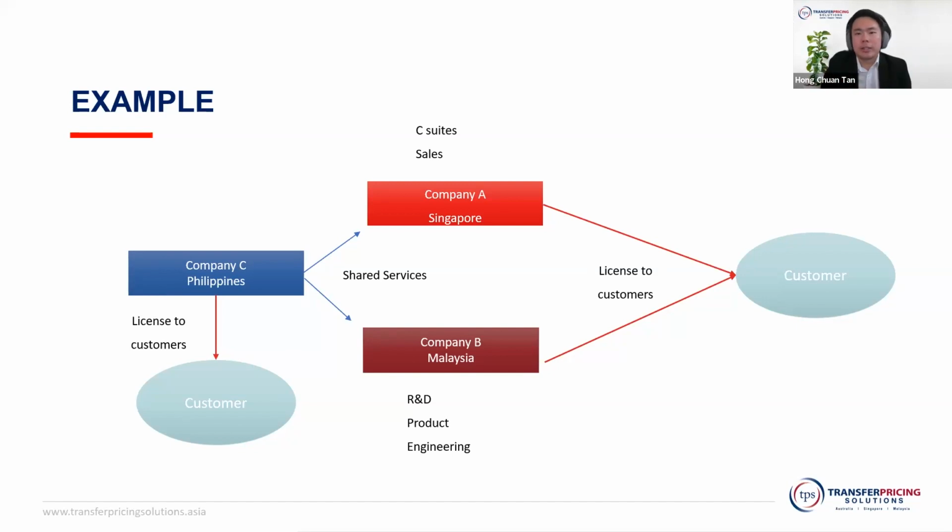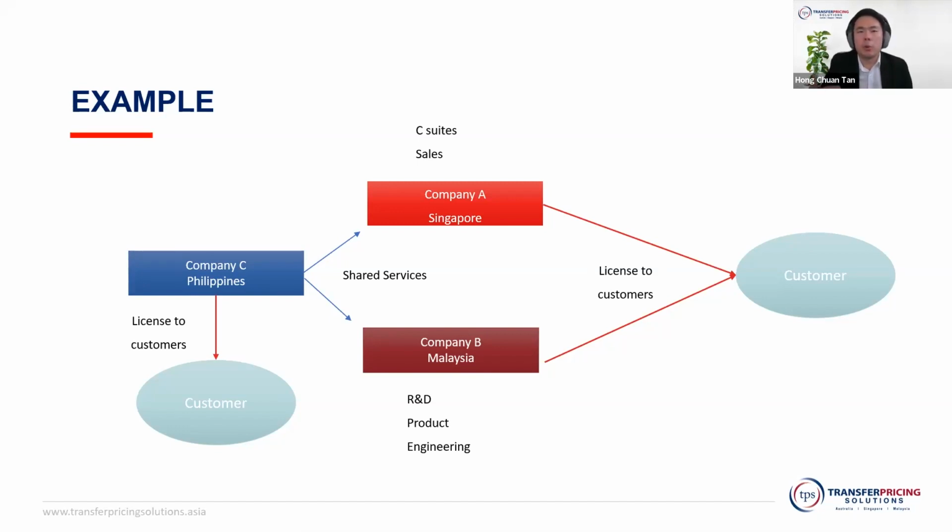Let's now look at this example. We have related parties A, B, C, performing different activities within the group. The related party transactions here are, for example, the Philippines providing shared services, then we have C-suites and sales in Singapore, then Malaysia as service provider for R&D, product and engineering. The main revenue is licensed to end customers, and we assume they are software providers licensing software out.